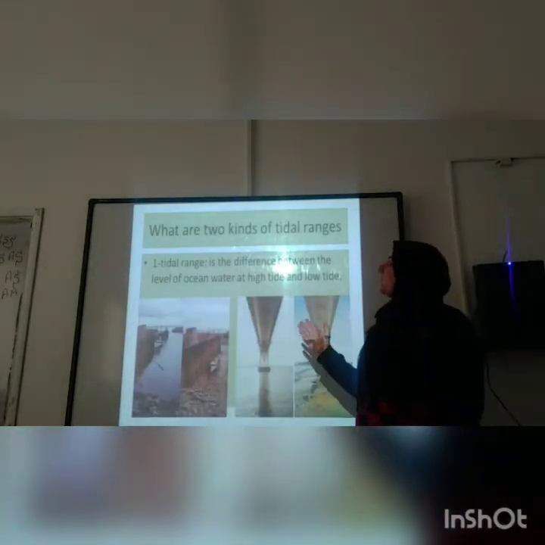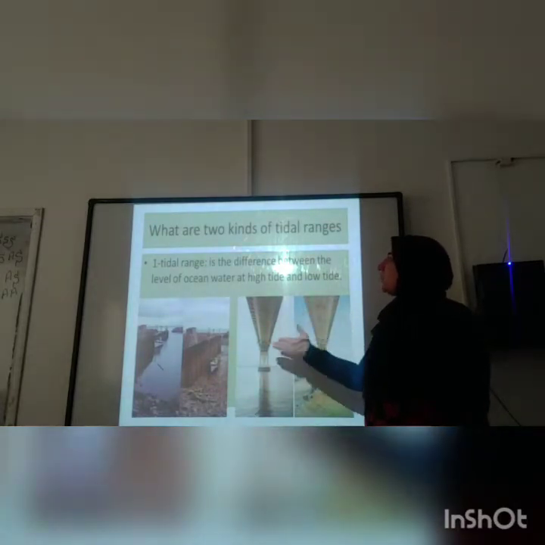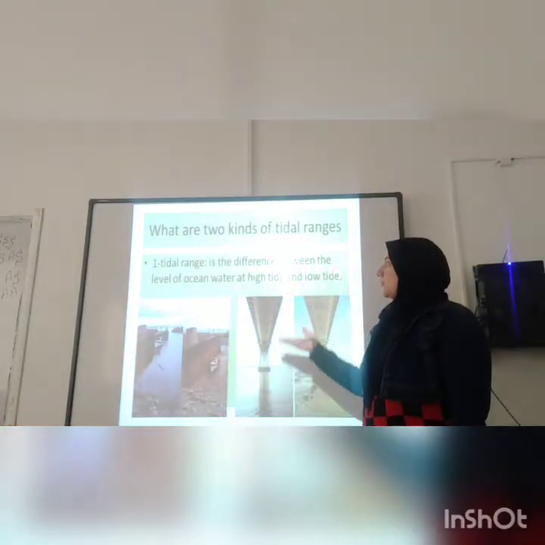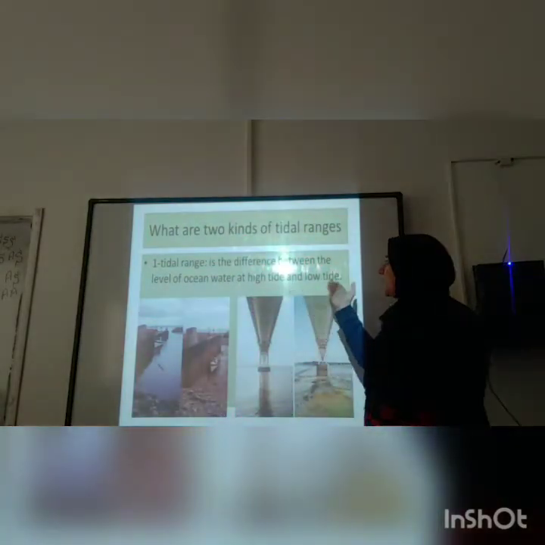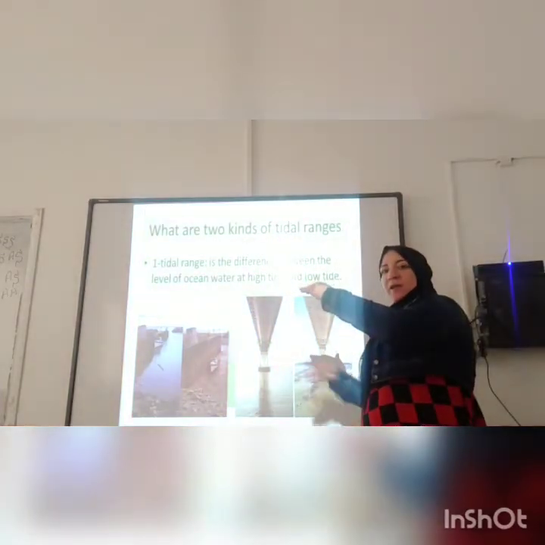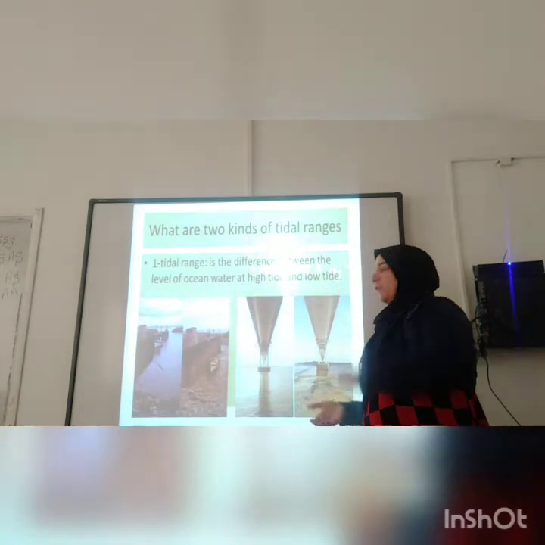Okay, let's talk about the tidal range. What's meant by the tidal range and what are the two kinds of tidal range? The tidal range is the difference between the level of ocean water at high tide and low tide. This is called tidal range. When the water is high and when the water is low, this is called the tidal range.